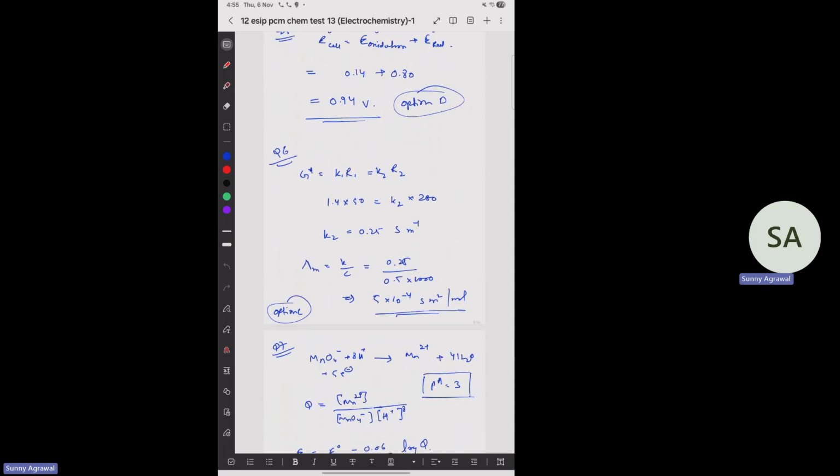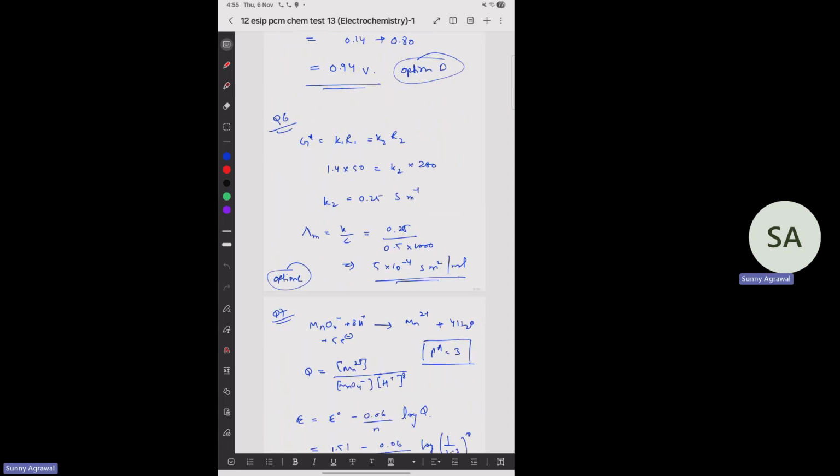Question number 6. Resistance of solution is given for 0.2 molar solution. Specific conductance is given 1.4. Resistance of 0.5 molar solution is given 280. We have to calculate what? Molar conductivity of 0.5 molar solution.